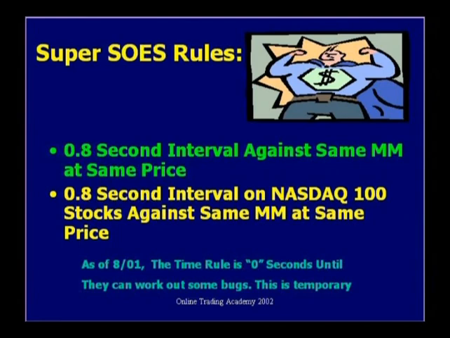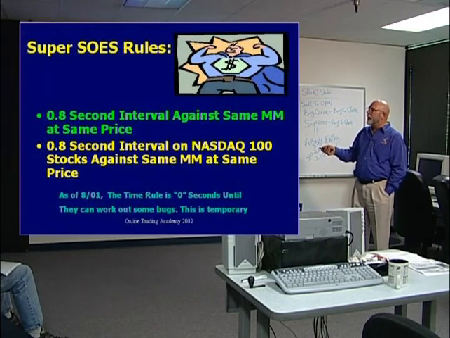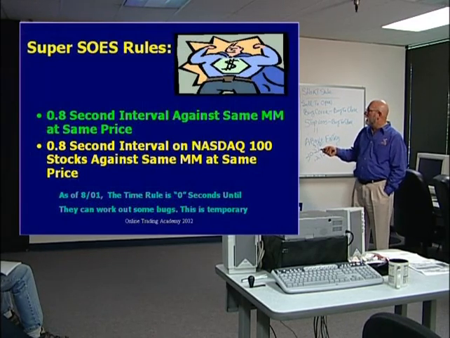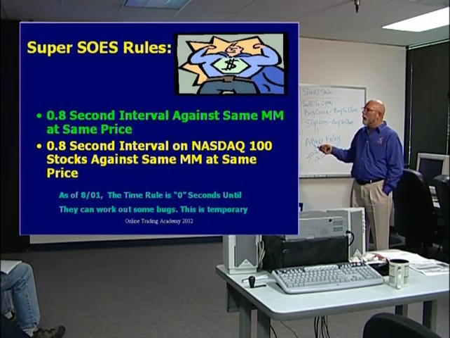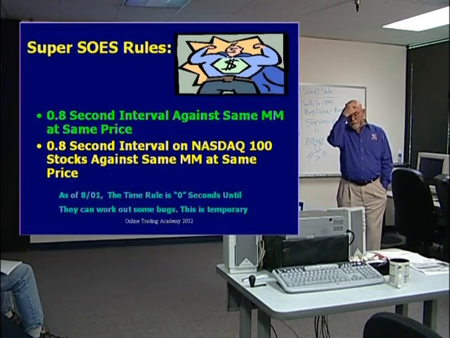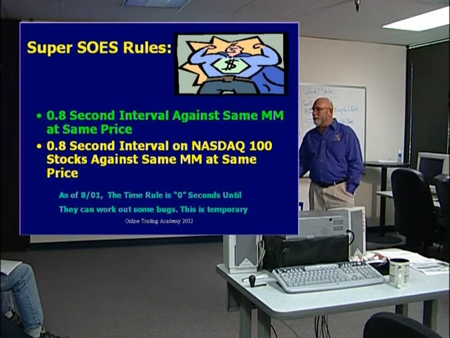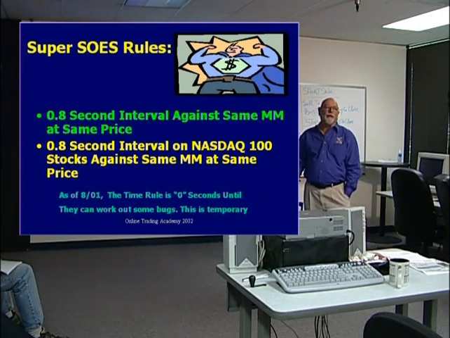Okay. Now we get into a little bit of super SOS, and these are almost as ridiculous as far as rules come. You're going to love this one. You must wait, according to the book, 0.8 of a second, okay, between hitting the same market maker at the same price. Now, wait a minute. Guys, we can buy 999,999. How many times do you need to go to these guys, and how fast?